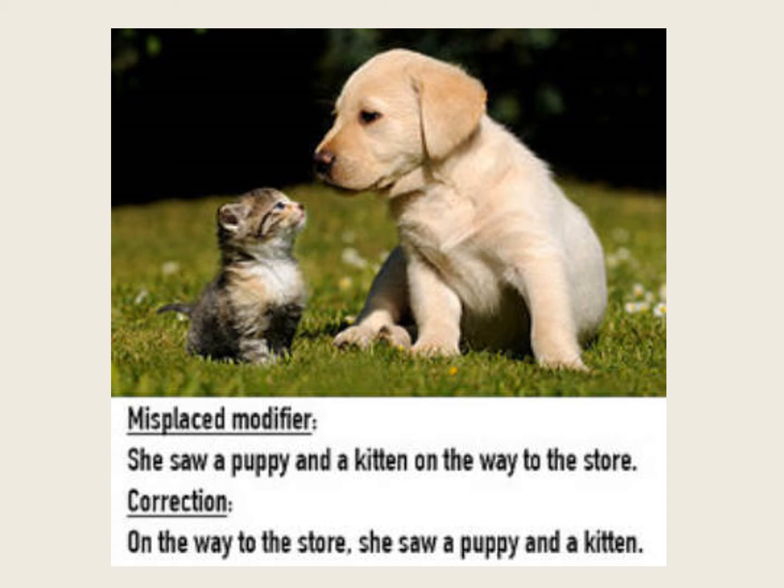needs to be moved, because in the first one it sounds like the puppy and the kitten were on the way to the store. And no, that's not the way it was. The person who was on the way to the store was she. So it makes more sense to say: on the way to the store, she saw a puppy and a kitten.